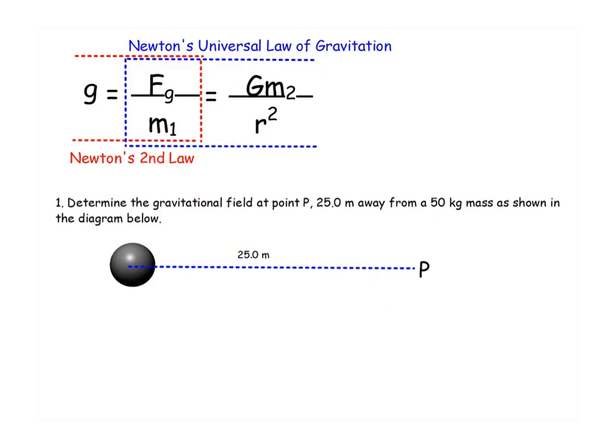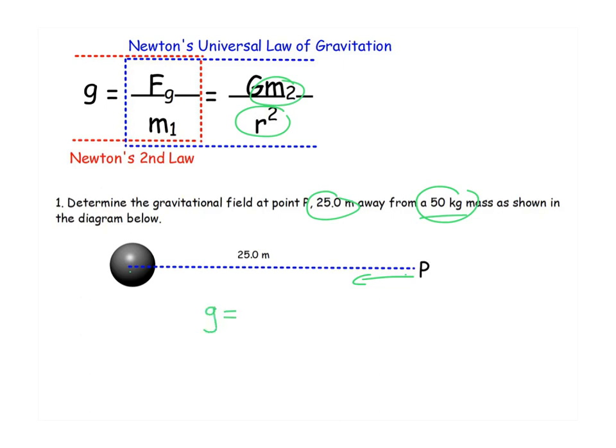So let's determine the gravitational field strength at a point 25 meters away from a 50 kilogram mass as shown in this diagram. If you think about point P, it should be towards this mass. That should be the direction of the gravitational field strength. We know the mass of the object, so we know that one, and we know how far away we are from it. And it shows in the diagram that it is from its center.